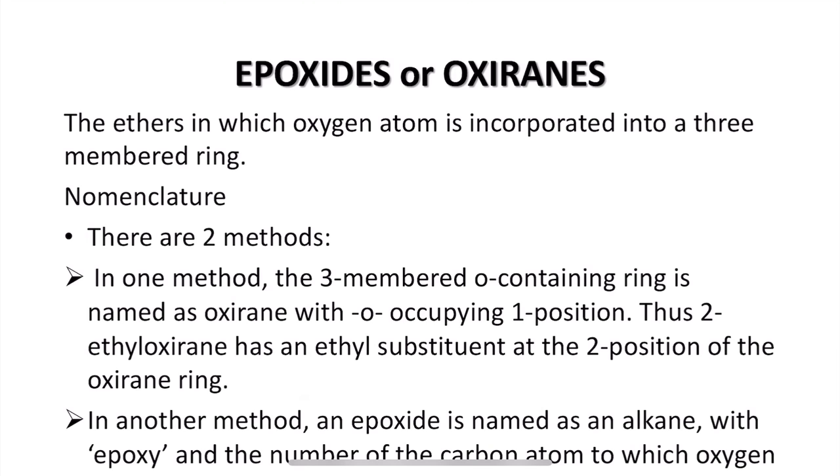In my next class we will understand about epoxides. This is all about ethers, and in my next class we will discuss epoxides, how to do the nomenclature of epoxides, the different epoxides, and how the synthesis of epoxides is done. There we will see air oxidation, chlorohydrin formation method, epoxidation of alkenes, ring opening of epoxides, all these things.